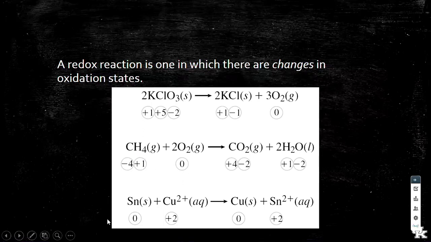So we look at this last one, it's even easier. We see that tin goes from tin as an element with a 0 oxidation state to tin 2 positive. It's lost 2 electrons, so tin was oxidized. So tin is the reducing agent. Tin was oxidized, it lost 2 electrons and reduced the copper 2 positive to copper metal. Tin is the reducing agent and copper is the oxidizing agent. All right, so make sure you can do that. That's important.